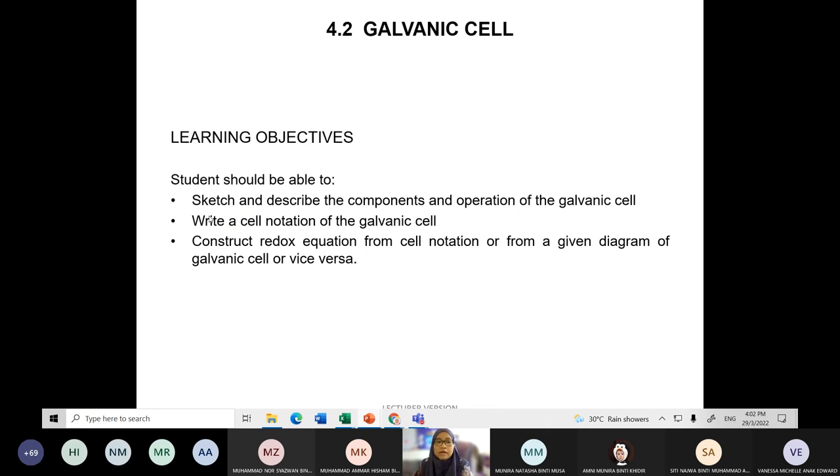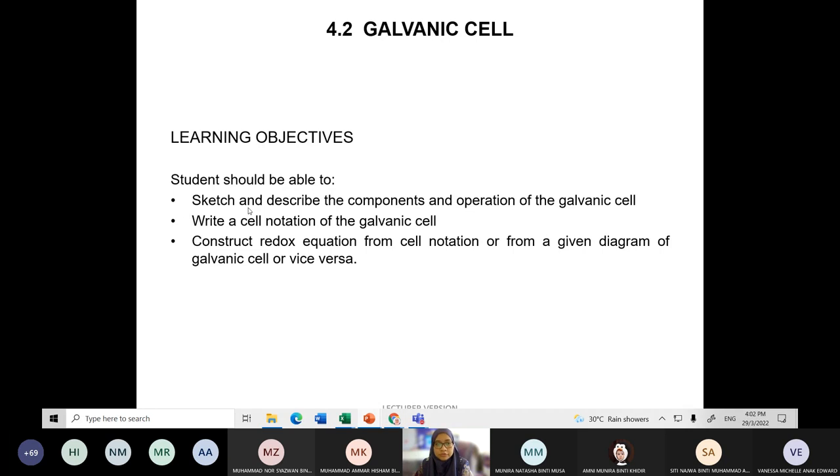So you have to sketch the galvanic cell, apa nama tu, mention in the question. And then you must be able to write a cell notation of the galvanic cell. And then lastly, construct the redox equation from cell notation or from a given diagram of galvanic cell or vice versa. So these three are very important related to galvanic cell.